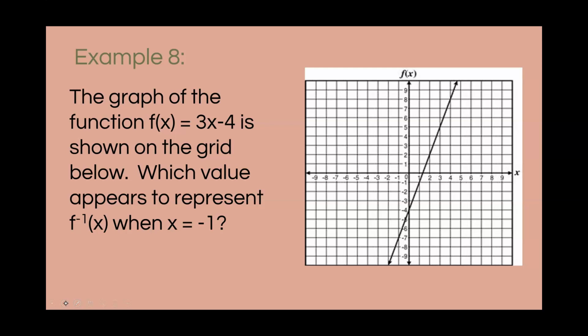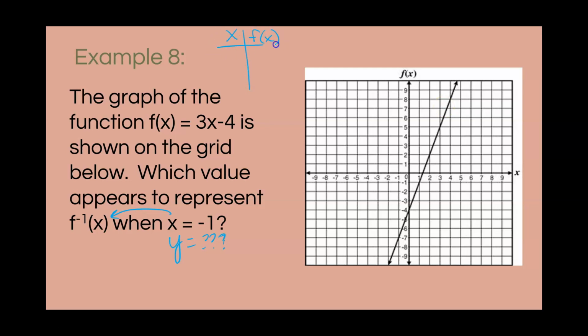All right? So it says the graph of the function f of x equals 3x minus 4 is shown on the grid below. Which value appears to represent f of inverse x when x equals -1? So this is saying on the inverse graph, when x is -1, what is y? Okay, so we know -1 is part of the coordinate, right? So this is our original graph. We need to get some points for our inverse graph.